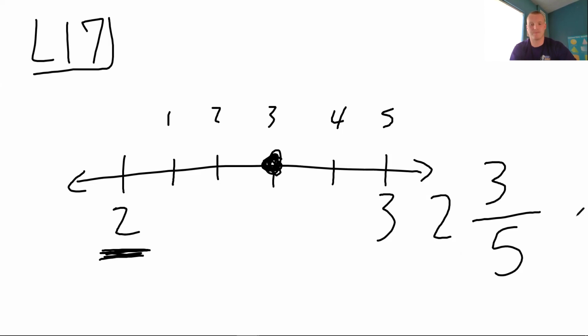mixed number. So 2 3/5, because it's past the 2 and then it's not quite to 3. And how far is it? It's about halfway, but to be exact, it's 3/5 of the way in between the 2 and the 3.